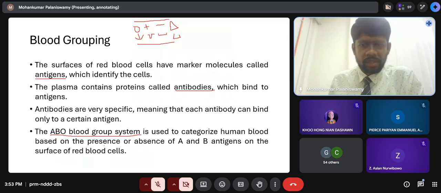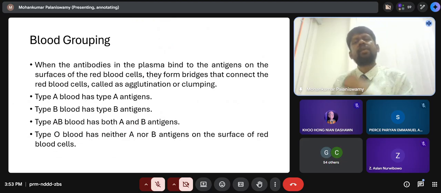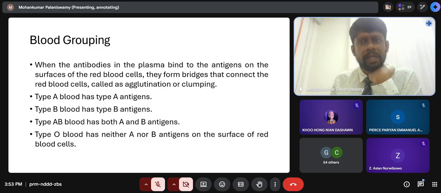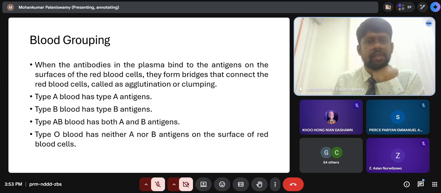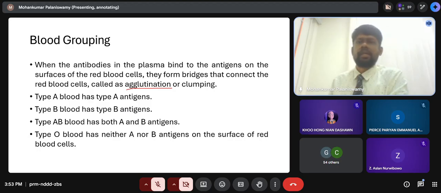The ABO blood group system is used to categorize human blood based on the presence or absence of A and B antigens. So based on the presence of antigen A and B, we divide the blood into multiple categories. When the antibodies in the plasma bind to the antigen on the surface of the red blood cell, they form bridges that connect the red blood cells, called agglutination or clumping.